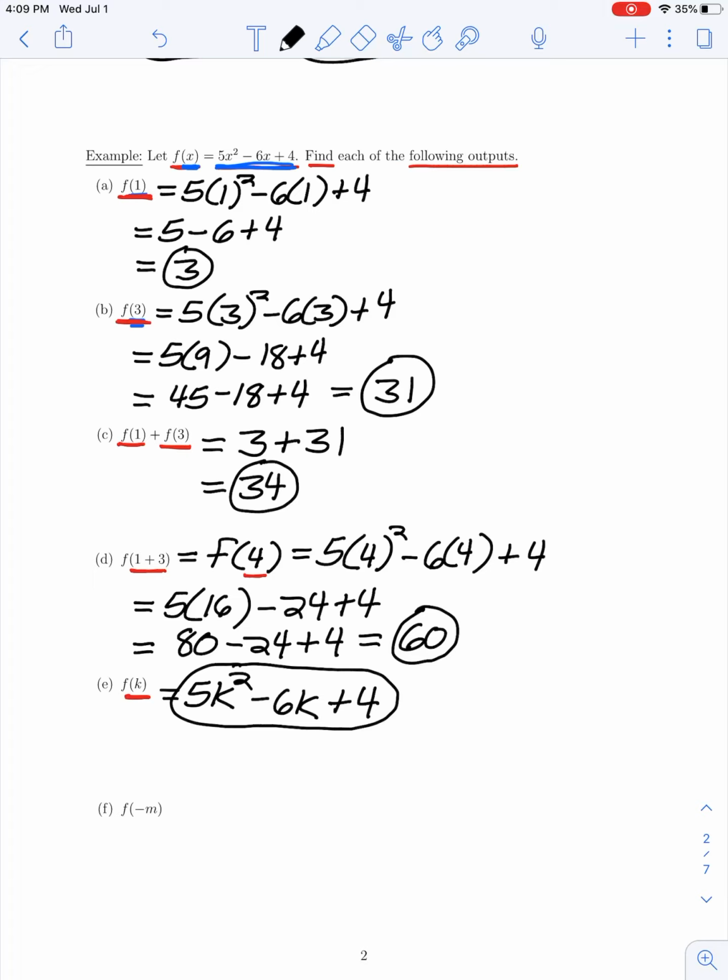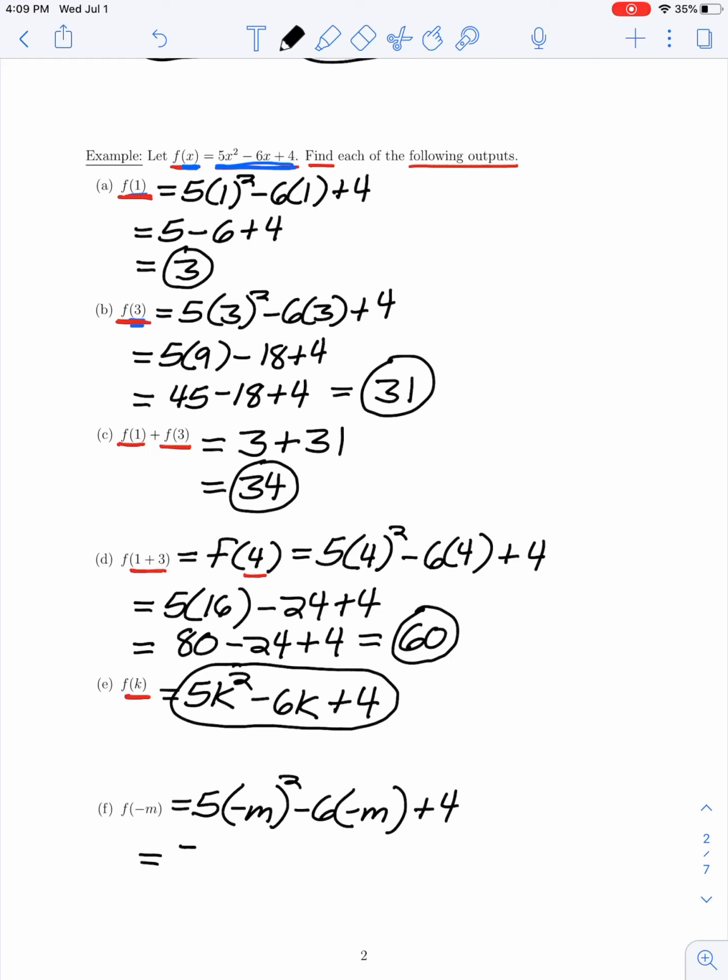And in part F, we've got something similar. We're asked for f of negative m. So we're replacing the values of x in our function with negative m, and that gives us 5 times negative m squared minus 6 times negative m plus 4.